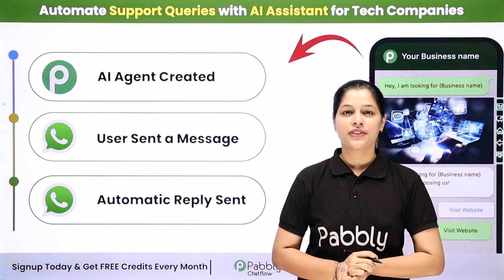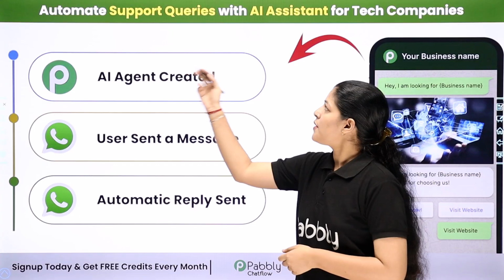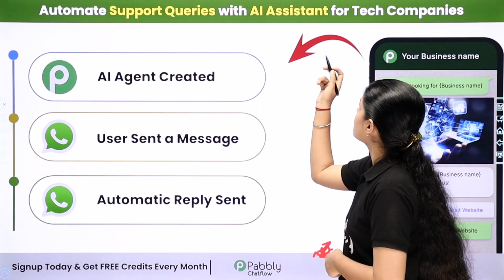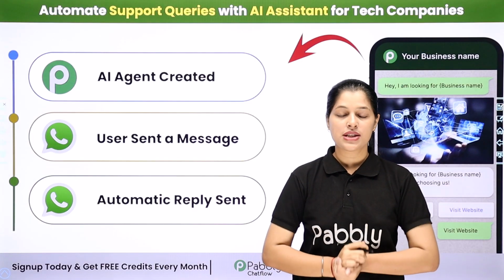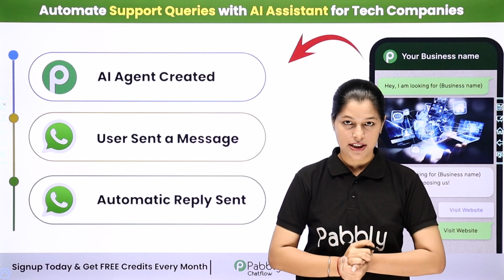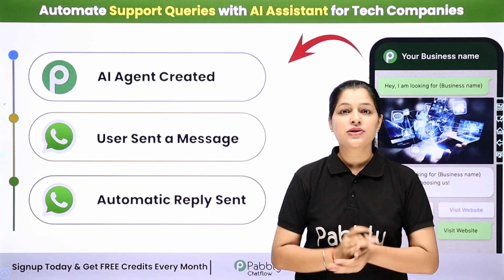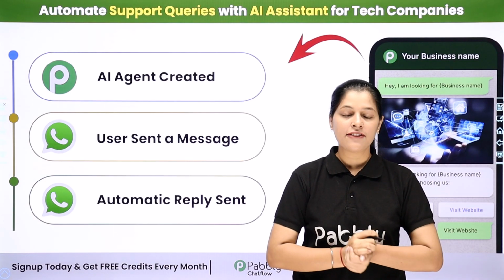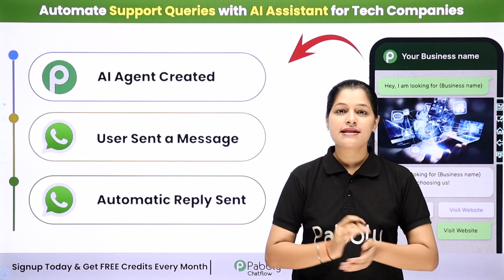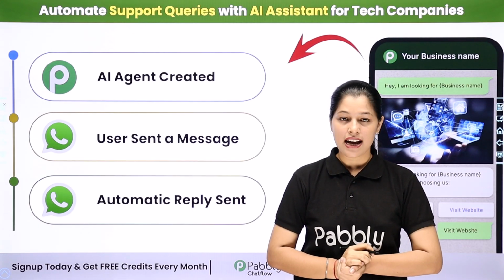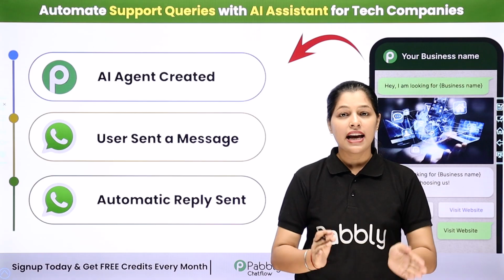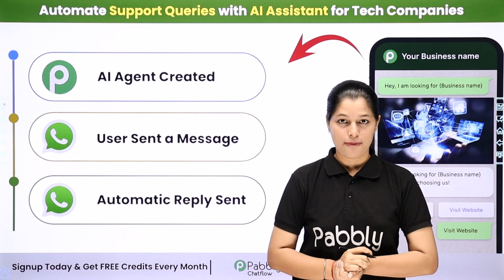So in this video, we are going to learn how to automate support queries with an AI assistant for tech companies. So I run a tech company and want to use an AI assistant to handle customer support queries, providing solutions for technical issues instantly via WhatsApp. And my AI assistant is going to respond to my customer queries on the basis of the knowledge base I have provided to it, and that knowledge base contains details of my business.